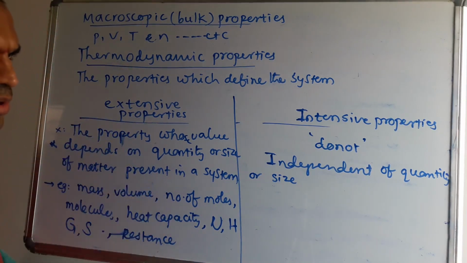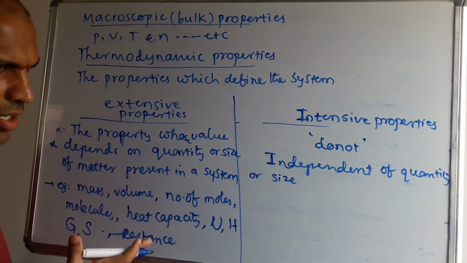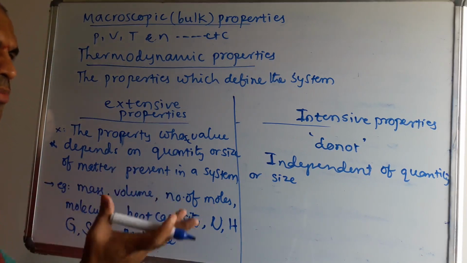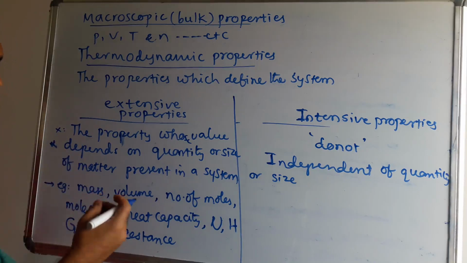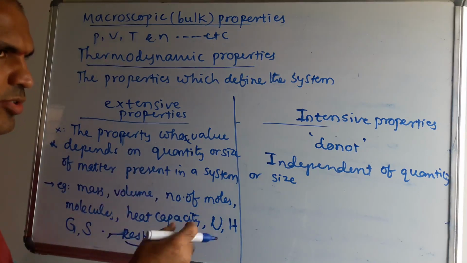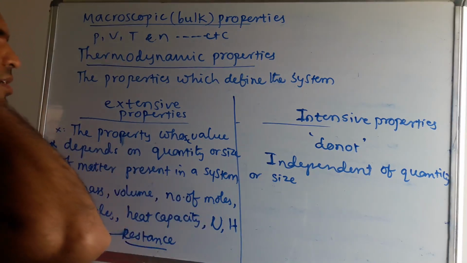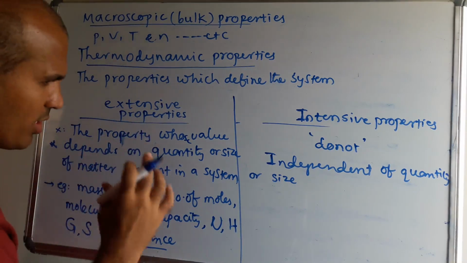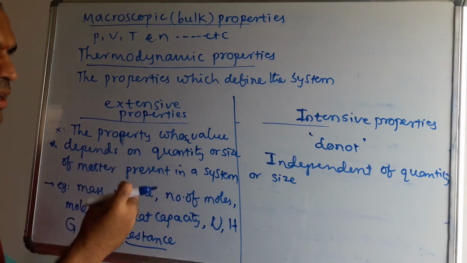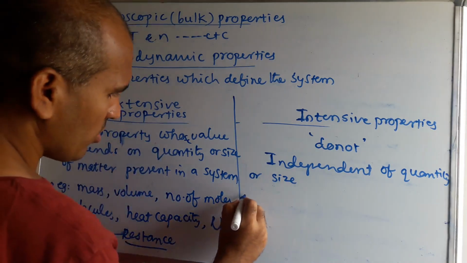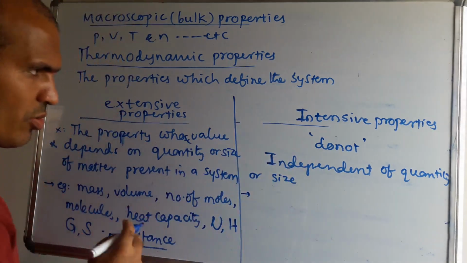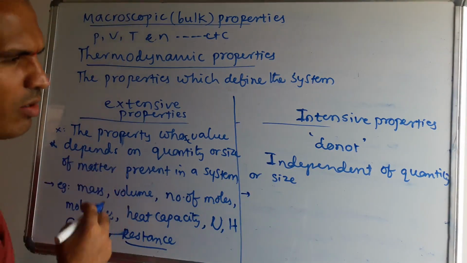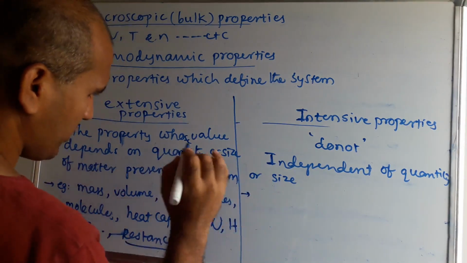For competitive exam purposes, not only in chemistry, in physics also there are some properties that you have to include here. Because the word resistance is used more in physics, properties like this may also be extensive or intensive based on their dependence or independence. Okay. Second, intensive property, which does not depend on its quantity or size.